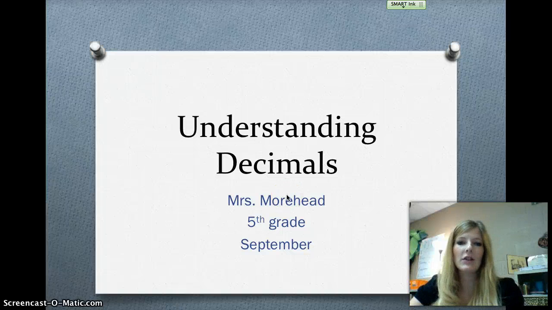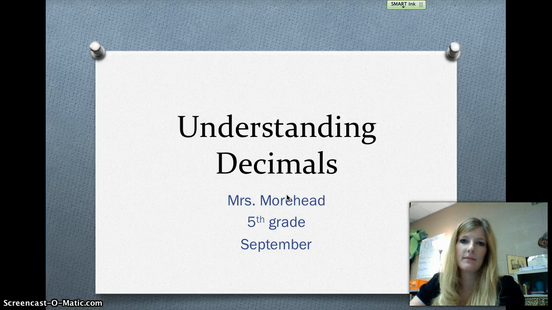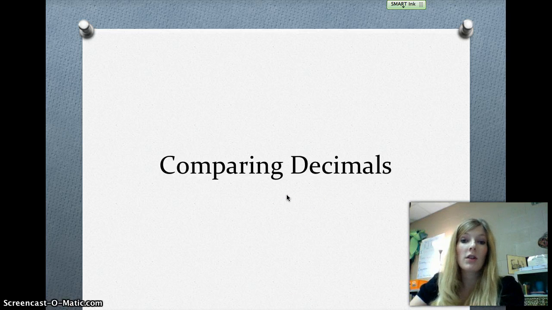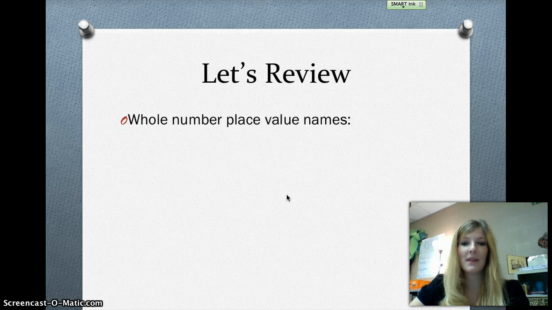This is Understanding Decimals. Go ahead and write that title down in your notebook. We're going to start out with talking about comparing decimals. So in your math notebook, go ahead and write that right underneath where you wrote Understanding Decimals. Remember, we learned about comparing whole numbers last week, so now we're going to move on and talk about how to do that with decimals.